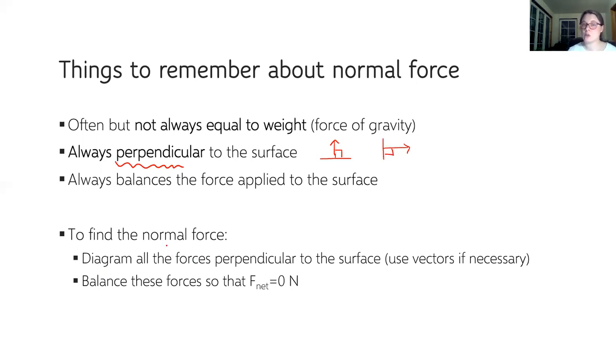Now to find the normal force, we're going to diagram all the forces perpendicular to the surface. Use vectors if necessary. I'm going to explain that, so this is coming up. That seems like Greek right now, but it's coming up and it's going to be really easy. It's just trig. And then you'll balance the forces so that F net is 0 in the vertical direction. I should have maybe clarified that.